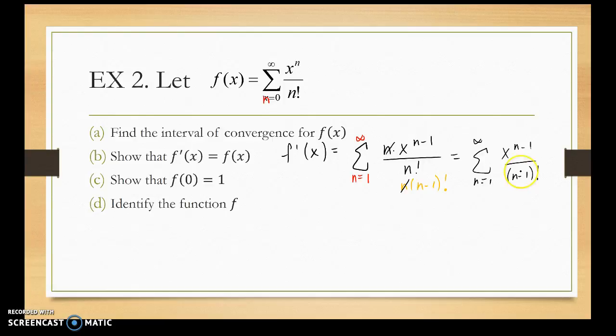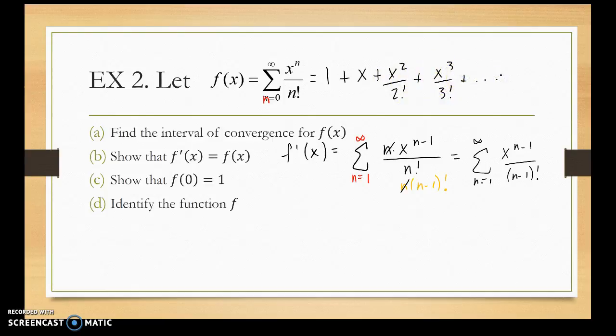All right, well, they look different, so let me start listing a couple terms. So if I list the first few terms of the original, x to the 0 over 0 factorial is 1. When n is equal to 1, I get x. N is equal to 2, x squared over 2 factorial. N is equal to 3.